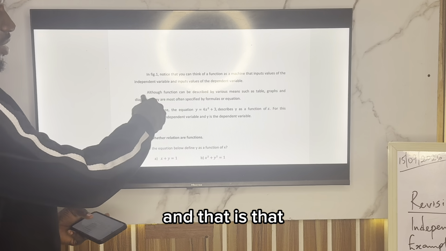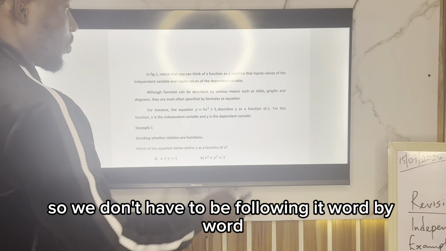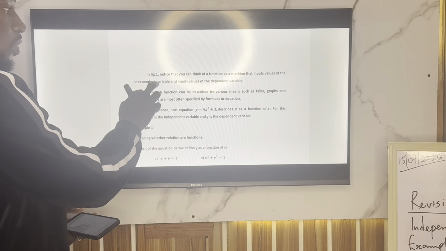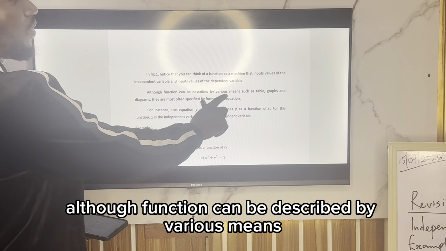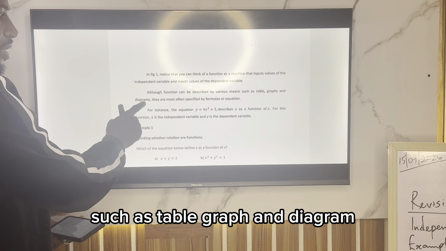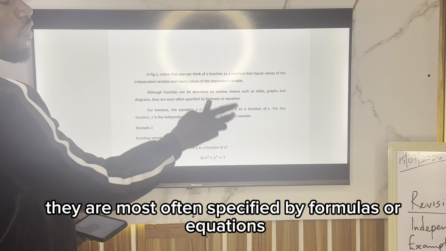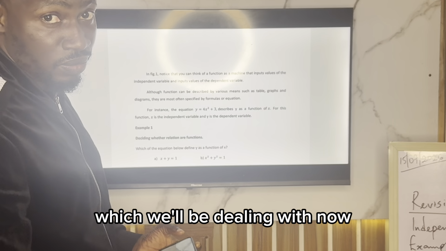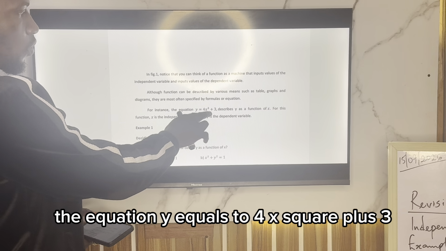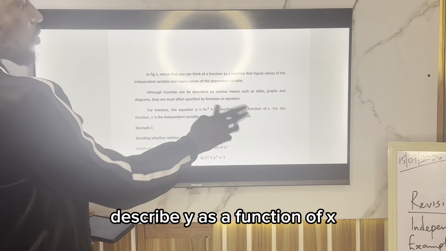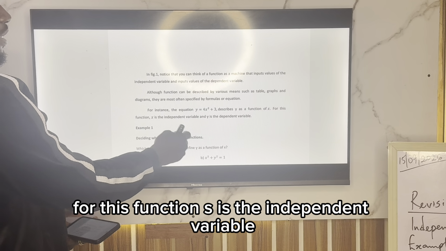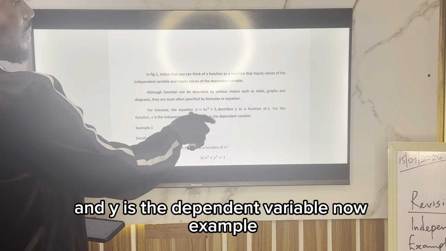We don't have to be following it word by word. Let's quickly go to the main thing, but please pay attention to this. They say although functions can be described by various means such as table, graph, and diagram, they are most often specified by formulas or equations, which we'll be dealing with now. For instance, the equation y = 4x² + 3 describes y as a function of x. For this function, x is the independent variable and y is the dependent variable.